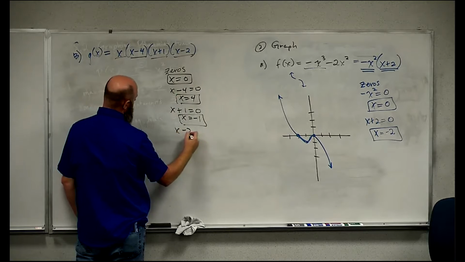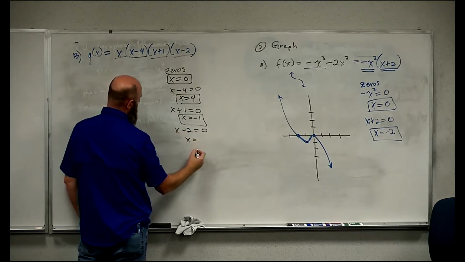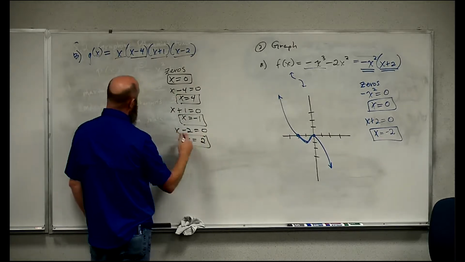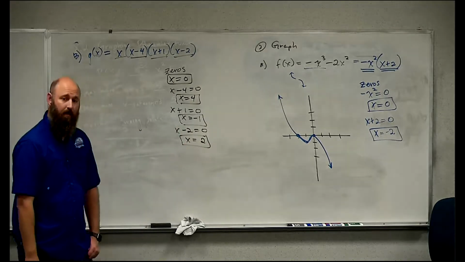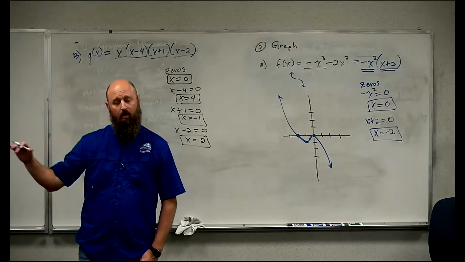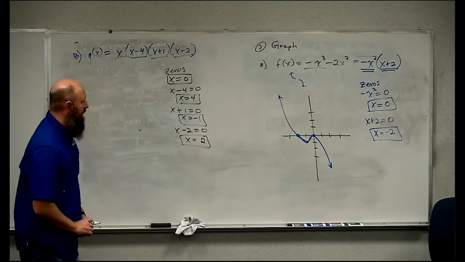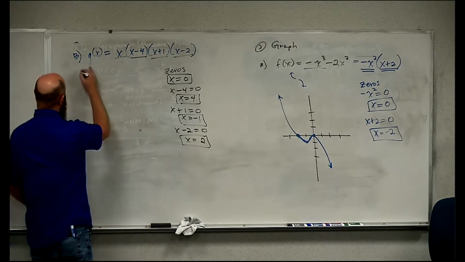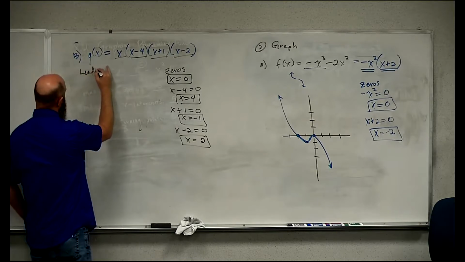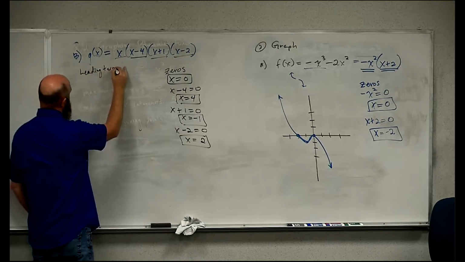And then I have x minus 2 equals 0, so x equals 2. So I had 4 zeros there on that one. When I go to graph, I'm going to have 4 dots on my x-axis. Okay, now what about that leading term?